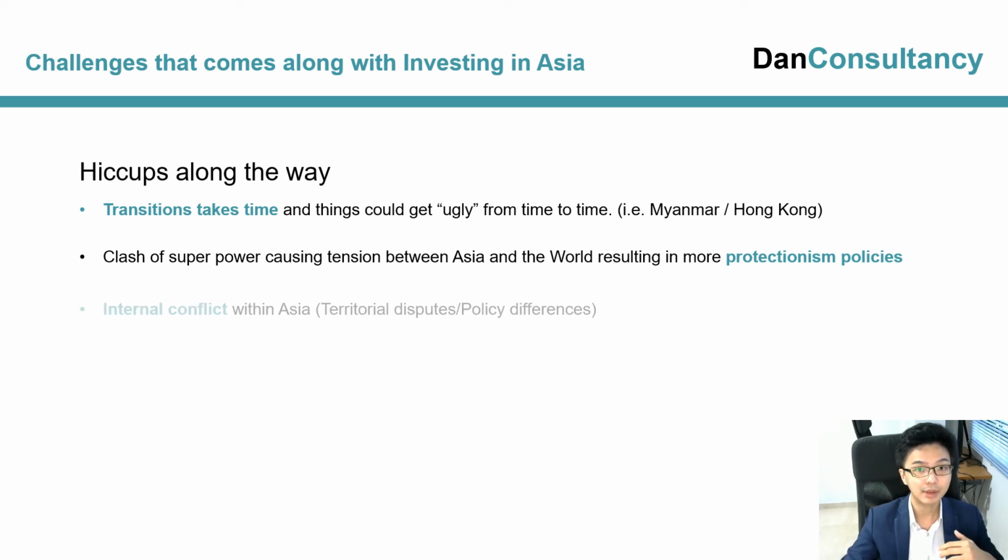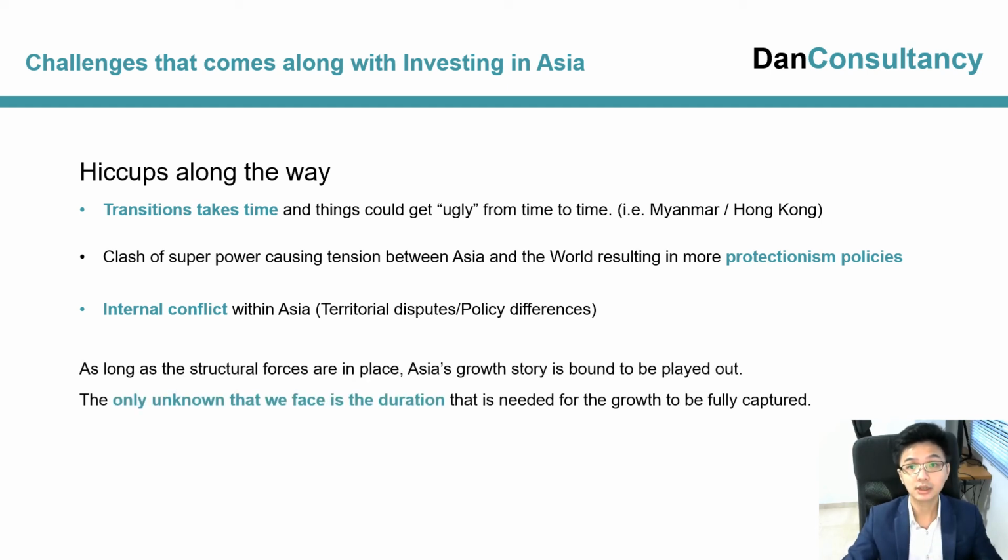The last, and in my opinion, the worst hiccup that may occur is if we experience an internal conflict between the countries within Asia, and that may result in a reduced trust level and hence reducing the business activities within the Asia region itself, right? Now, while all of these are potential hiccups that may slow down the growth of Asia, it will not hinder the eventual growth that is bound to happen.